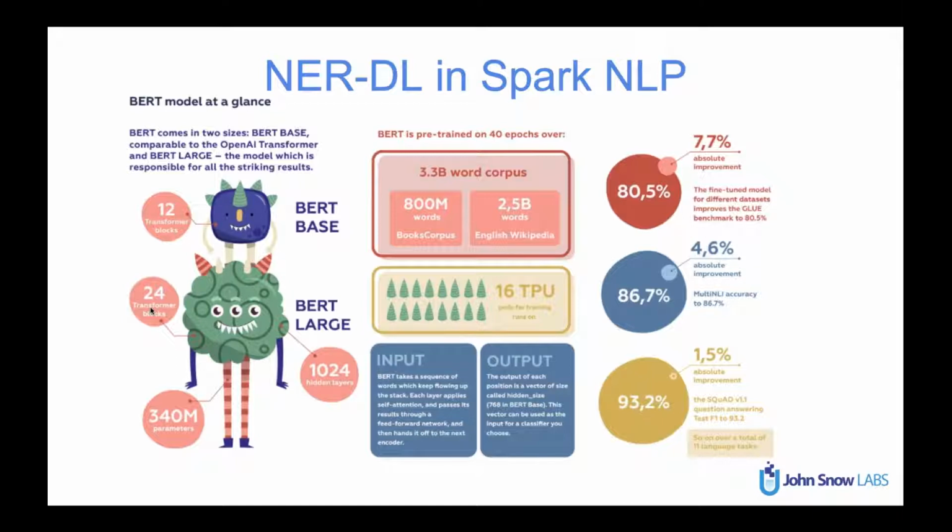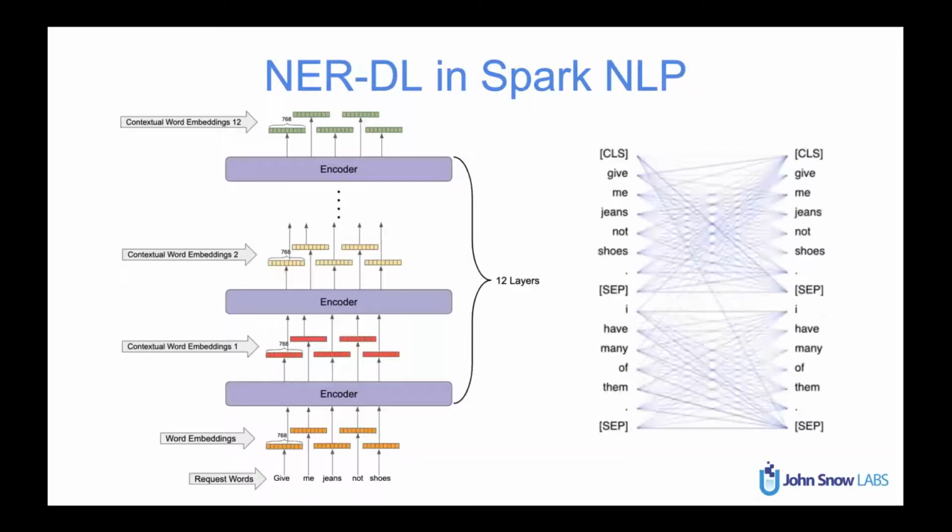In the BERT base, we have 12 transformer blocks, and in the large one we have 24, and it's already trained on 2.5 billion words of English Wikipedia, so it's already pre-trained, and it sets new records for nearly all the NLP tasks out there. So we can call it the ImageNet moment of NLP.